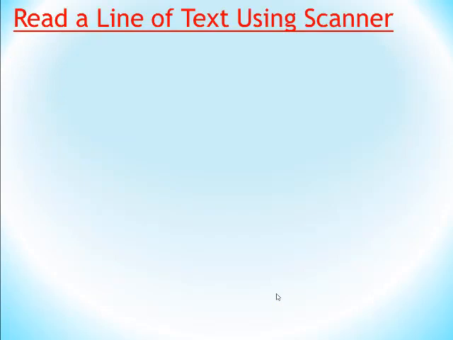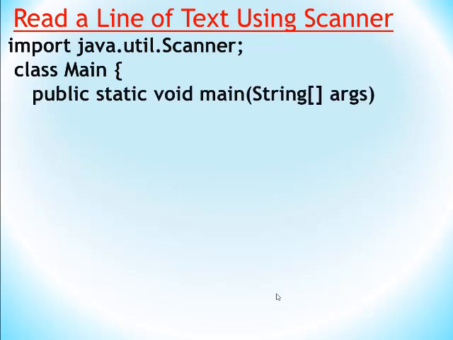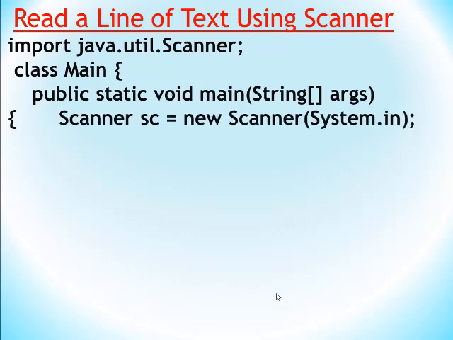Now let us use these methods in a program. Suppose you want to read a line of text using the Scanner class. So first of all, you write this statement to import the Scanner class, import java.util.Scanner. Then you can define any class, and within the main function the first statement is to create the object of the Scanner class. So Scanner sc is equal to new Scanner(System.in). This statement will create an object with the name sc.